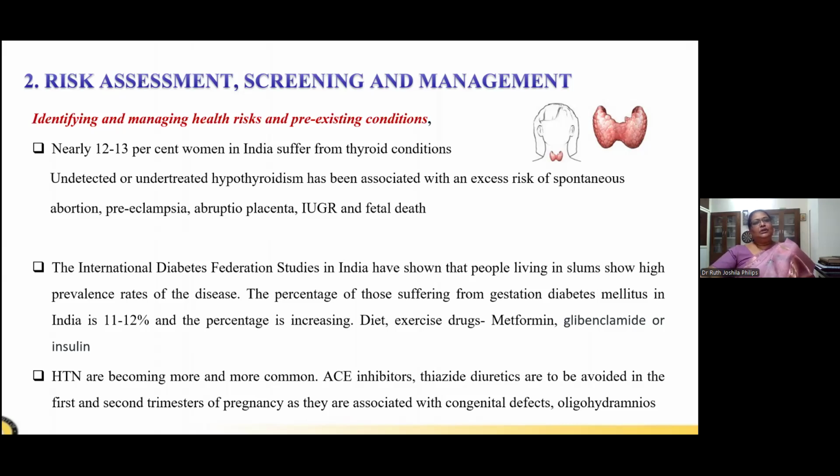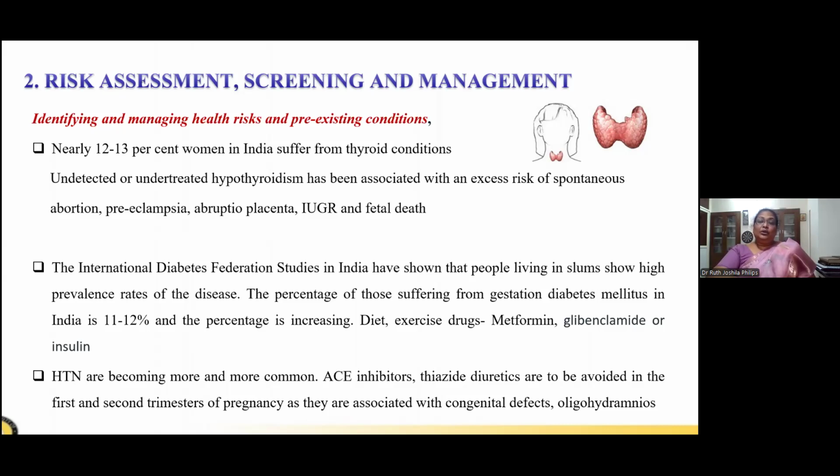Then coming to diabetes, India, as you all know, is the diabetic capital of the world. And it is also increasing among our young women, especially those women who are living in slums. The reasons are not known, but it has been observed that it is prevalent mostly in the slums and also in the urban areas. And gestational diabetes affects almost 11 to 12% of pregnant women in our country. And this can be managed with diet, exercise, and drugs.